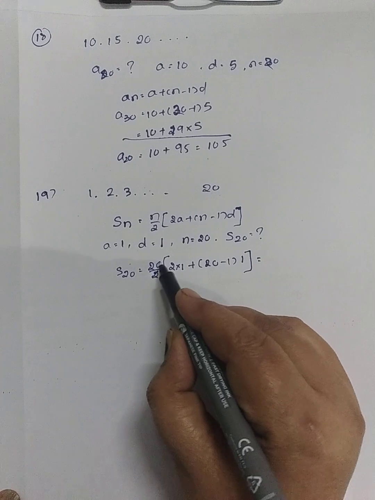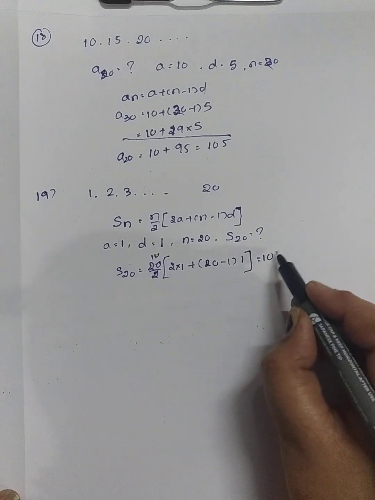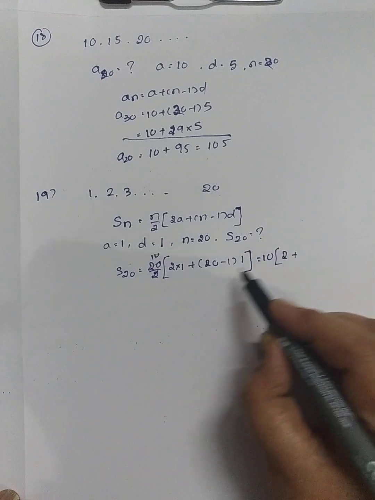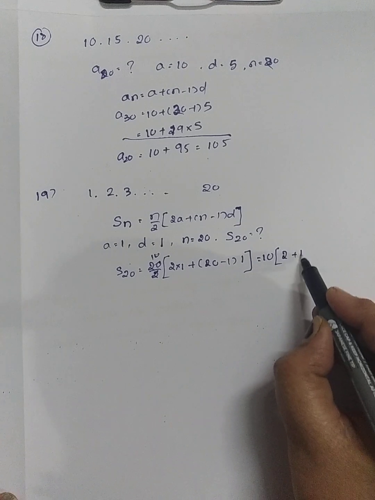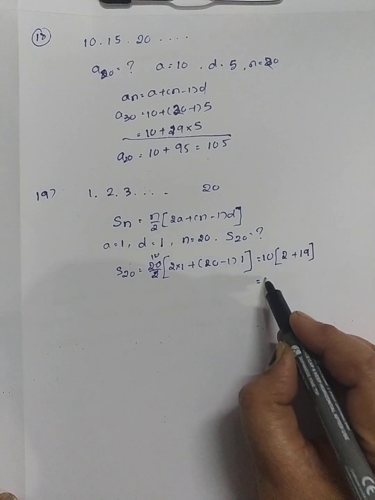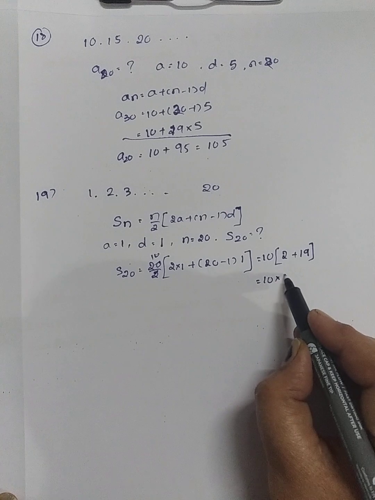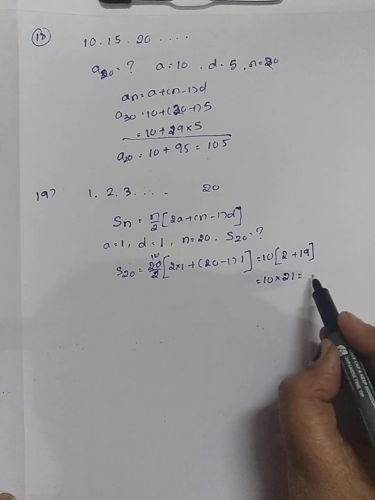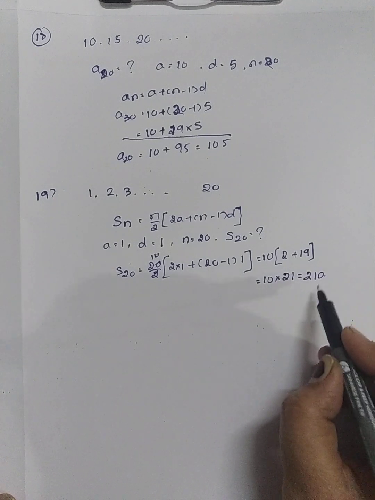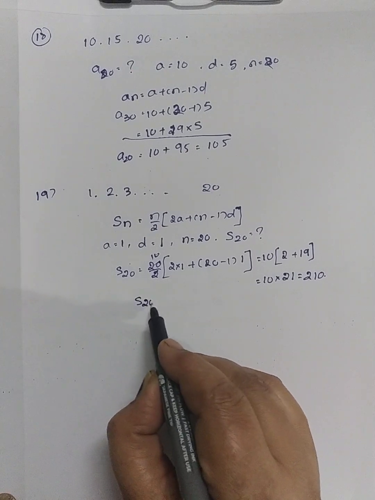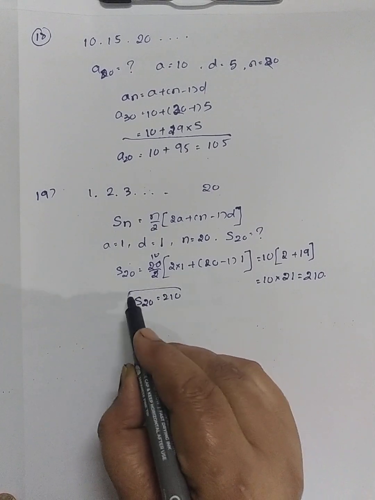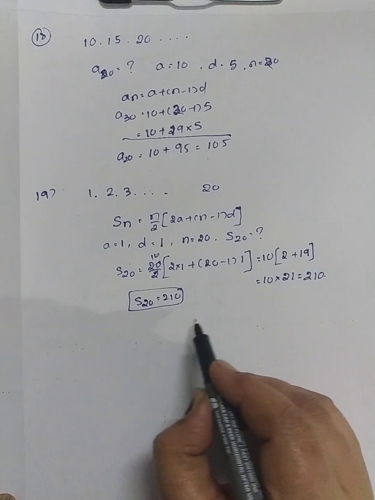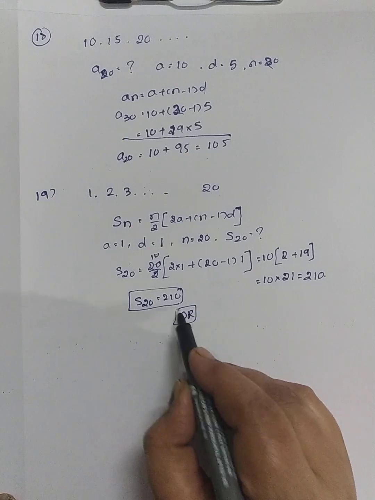Next step is 2 ones are 2, 10 into bracket 2 plus 20 minus 1 is 19. Okay. Next 10 into 19 plus 2, 21. 21 into 10, that is 210. So the sum of 20 terms is 210. This is the answer. Or another option is there.